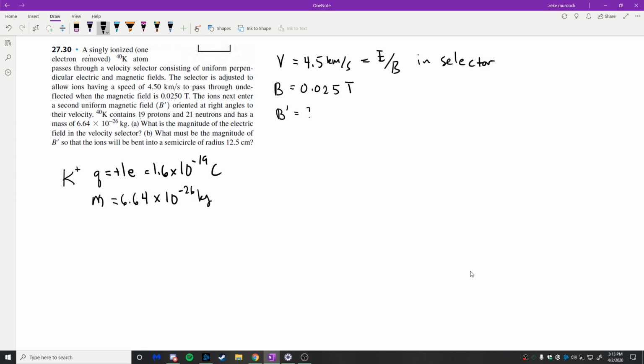Okay. Two things we want to calculate. What is the magnitude of the electric field in the velocity selector? Well, that's really easy to do, right? Because the electric field is just going to be equal to B times V, velocity times magnetic field. We have those numbers, so 4,500 meters per second multiplied by the magnetic field, which is 0.025 Tesla.